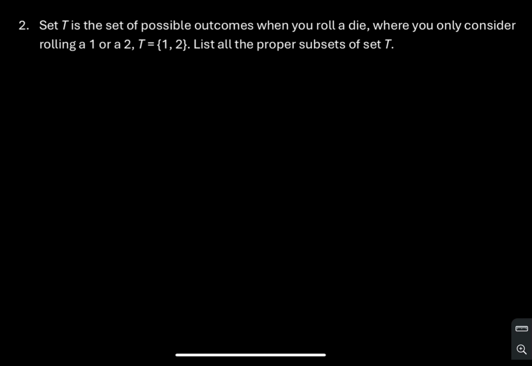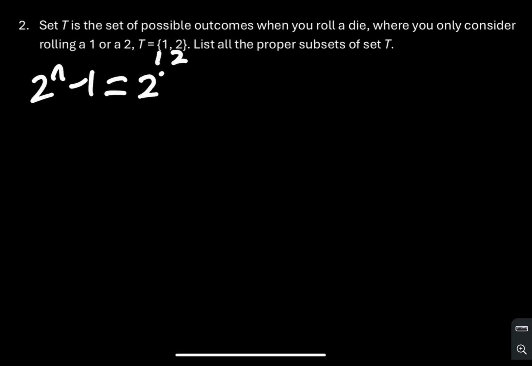So for the second problem, it says set T is a set of possible outcomes when you roll a die, where you only consider rolling a 1 or a 2. So we have set T has the elements 1 or 2. List all the proper subsets of set T. So remember, we follow that formula. 2 to the n minus 1 and n is going to be the number of elements in your set. So here we have two elements, 1 and 2.